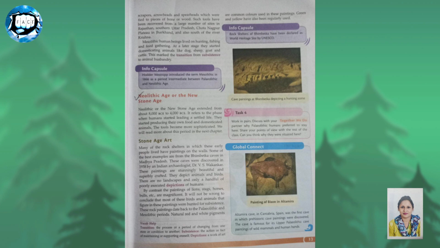Now let us quickly see what are the topics we have covered in this chapter. Let us recall it fast. First, we have learned that humans evolved from ape-like creatures like hominids. Then, Stone Age refers to the period when stone was used to make tools and weapons. Stone Age is broadly divided into three parts: Paleolithic Age, Mesolithic Age, and Neolithic Age.